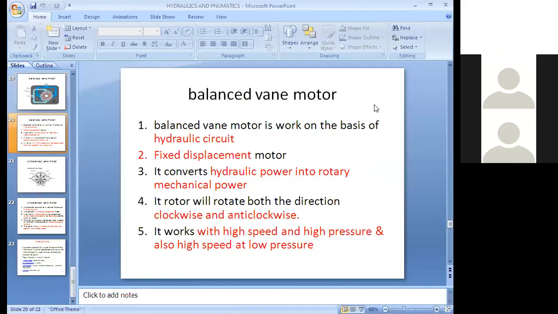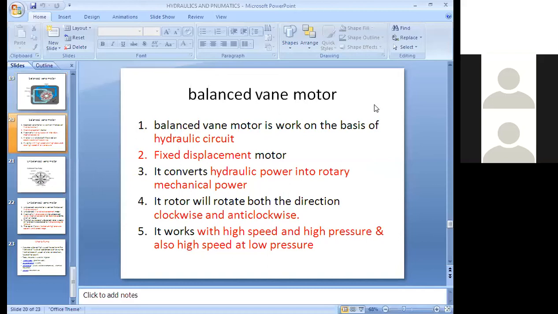These are the important points I would like to discuss on the balanced vane motor. The balanced vane motor works on the basis of a hydraulic circuit. The first important point is very important. In the slide I marked it in red, so you have to remember these. In the exam or internals, they may ask you to explain the working of a balanced vane motor. These are the 5 points you have to write, then you can add extra points. But the diagram I am going to show, you have to draw properly and label the parts, which is very important. You will get good marks.